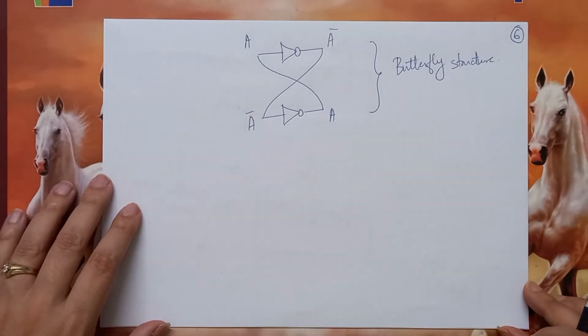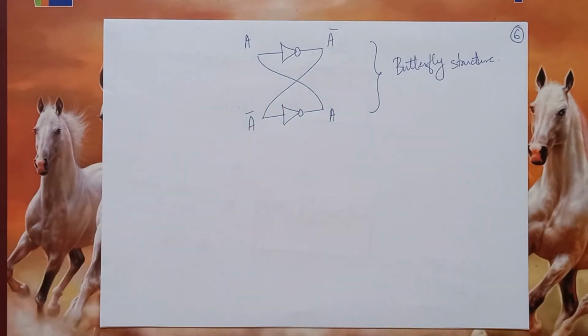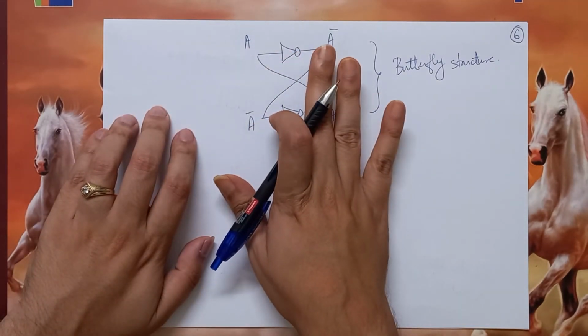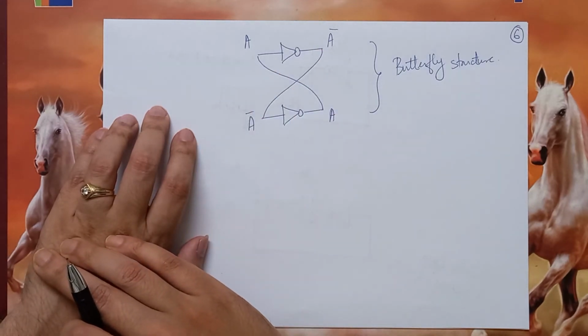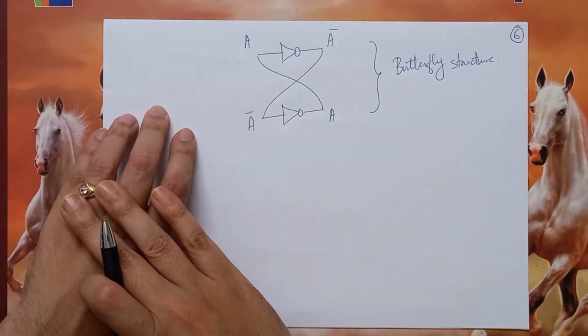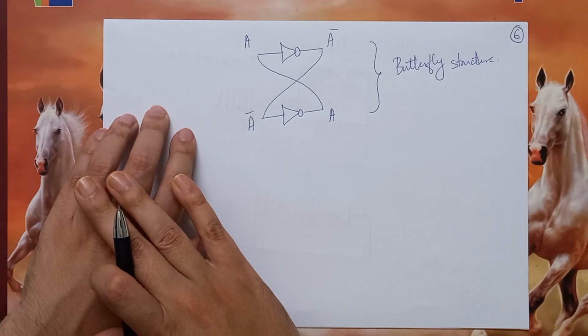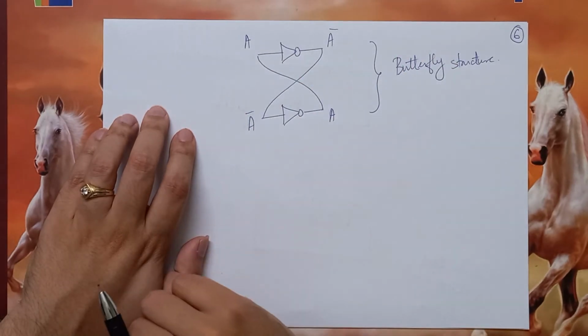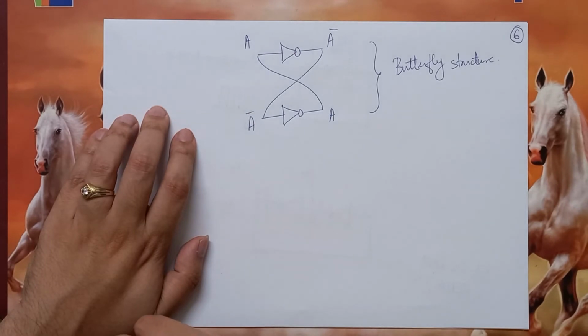Because this connection sort of looks like the wings of a butterfly. But all that aside, what we are seeing is that while we are able to generate some logic values and store them for time immemorial, or until we switch off the power, the bad thing is that we don't know what will be the value of A and A bar. It all depends on the noise around the circuit. A could be 1, in which case A bar would be 0. A could be 0, in which case A bar would be 1.